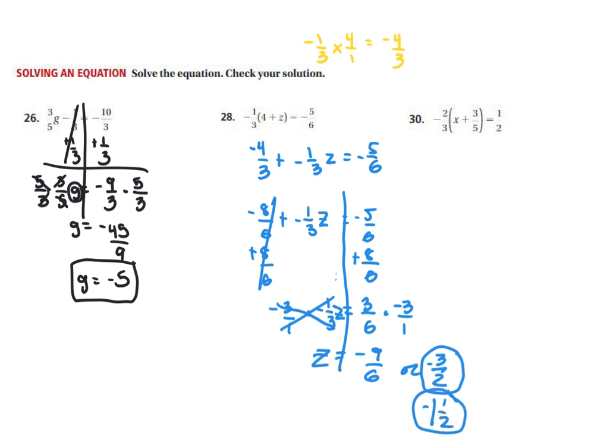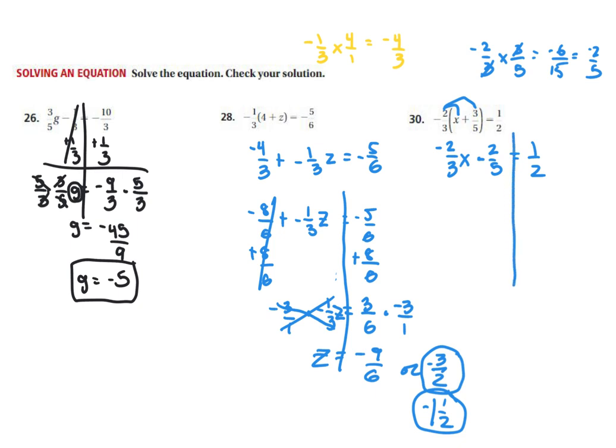For 30, we'll have to distribute the fraction as well. So that's going to be negative 2/3 x. And then we'll distribute and we'll multiply negative 2/3 times 3/5. So that's going to be negative 6/15. Or you may have cross-simplified right away, and that's negative 2/5. So minus 2/5, and that equals 1/2. So we know we're going to have to add 2/5 to both sides.